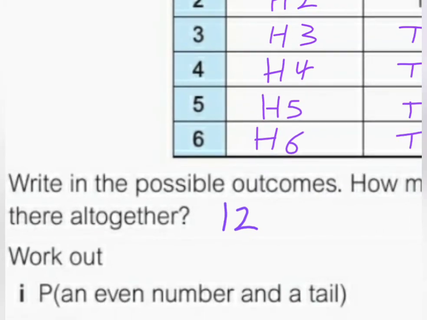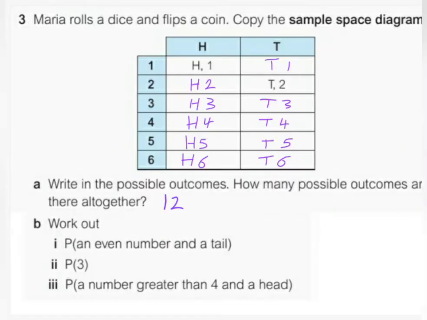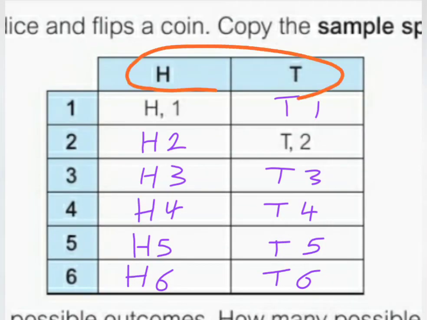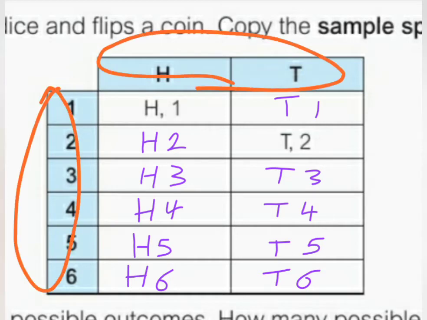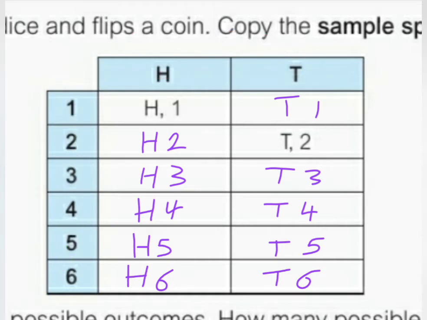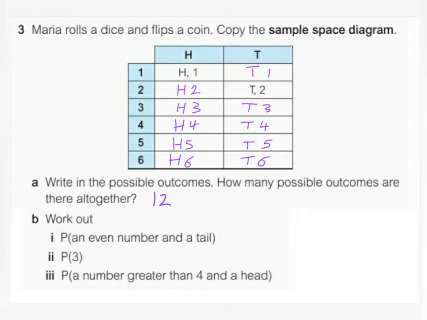How do you know the possible outcomes of rolling a dice and flipping a coin? You just take the outcomes of flipping a coin and multiply them by the outcomes of rolling a dice. So 2 times 6 equals 12. Very good. Now, let's continue with the next question.